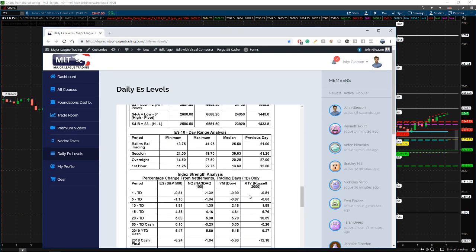The strongest market of the prior day was the Russell. The weakest was the Nasdaq. Over a 5-day period, all of the markets are down, and we have the same thing: relative strength Russell, weakness Nasdaq. On a 10-day period, the Dow leads, and the Nasdaq lags.